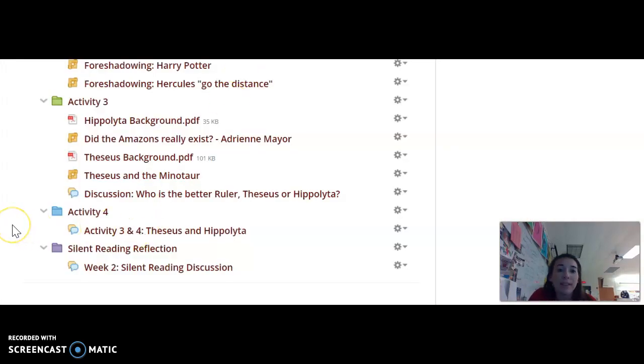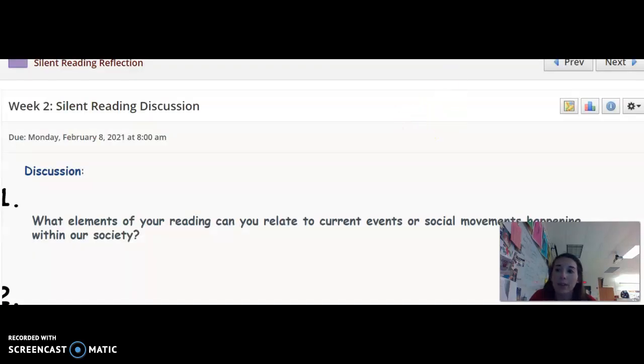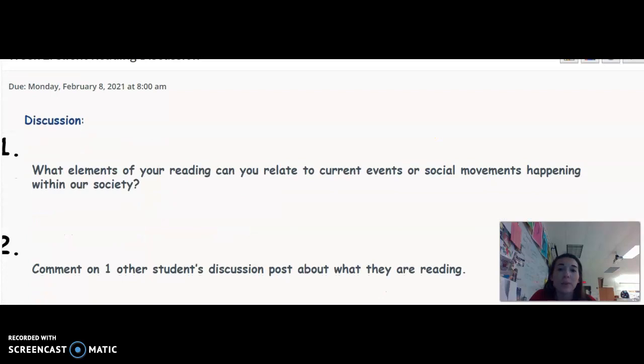And then lastly, we have silent reading reflection. At this point, we have been silently reading for 2 weeks, and so therefore we are having a reflection discussion about whatever literary source you have been silently reading on your own time. So what I'd like you to discuss is what elements of your reading can you relate to current events or social movements happening within our society. This can be anything that you would like to relate it to.